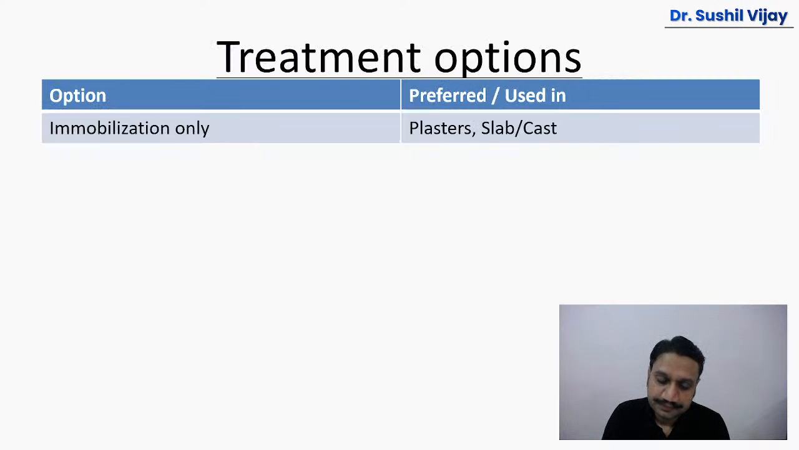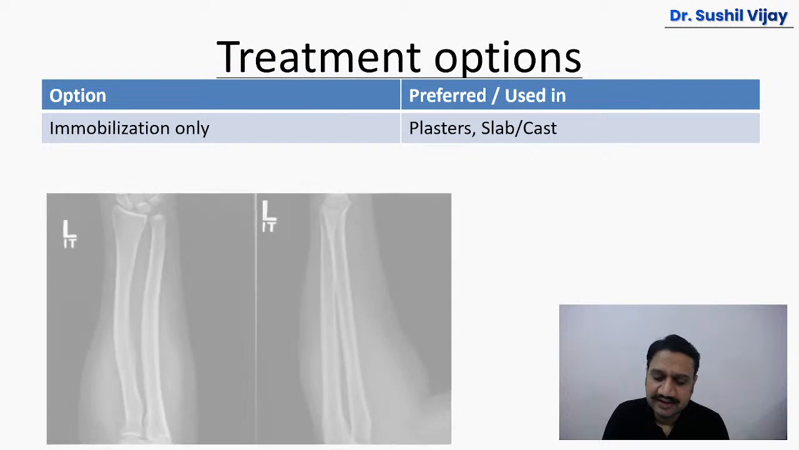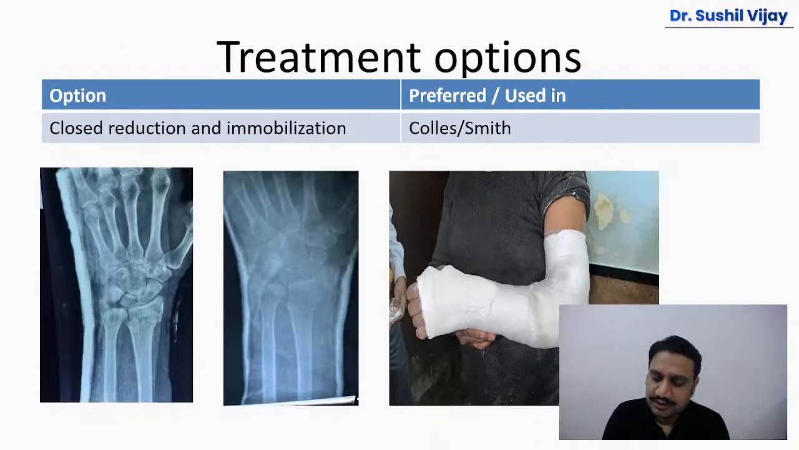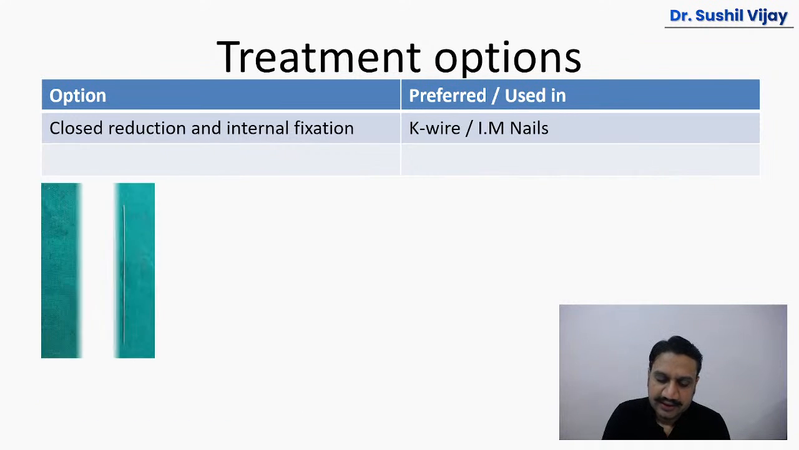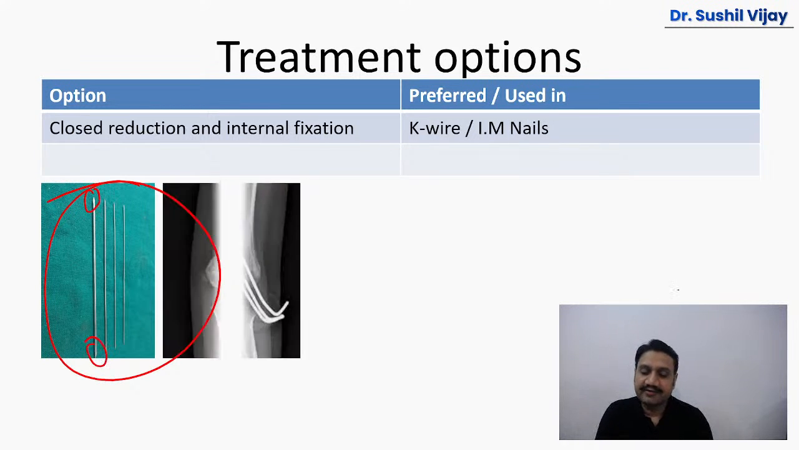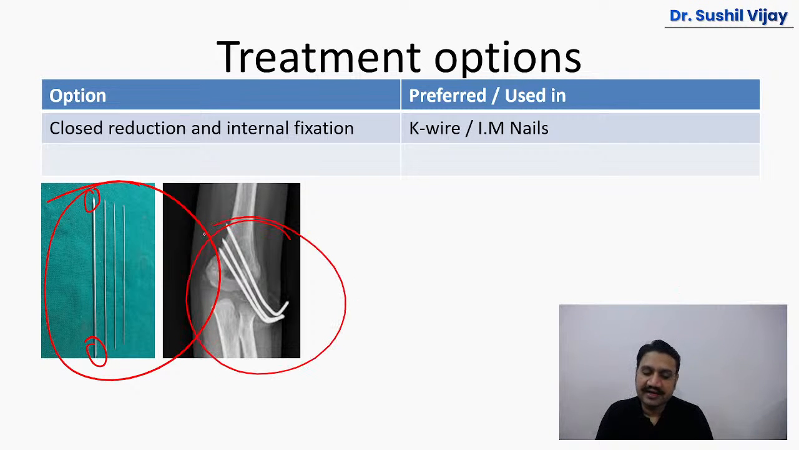Okay. Now, what are the treatment options? These are different things which you must remember. I'll show you certain implants as well. So this is a plaster, you all can see. Okay, so these are K wires, right? Guys, if these are given to you in your exams, these are K wires. You can see both the ends are sharp here. This is how you place the K wires into the bone.